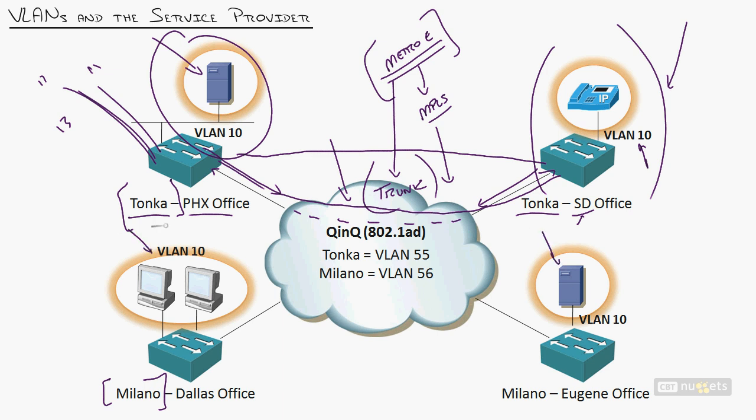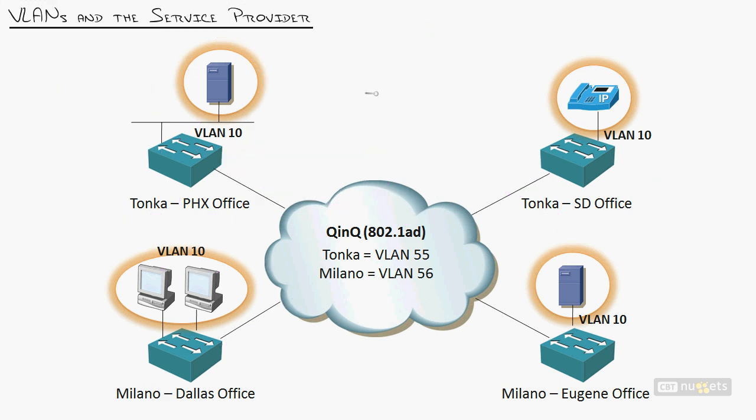So, whoa, wait a sec. How is Milano cookies using VLAN 10 into the same cloud? Because it really is. It's the same carrier, same service provider, same VLAN 10 that's coming in there, and it's not ending up sitting there in Tonka's LAN. Well, that's where service providers use this concept of Q and Q.